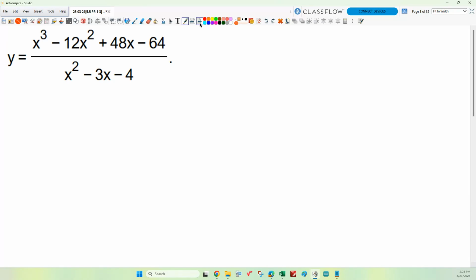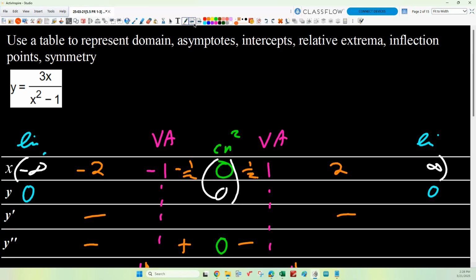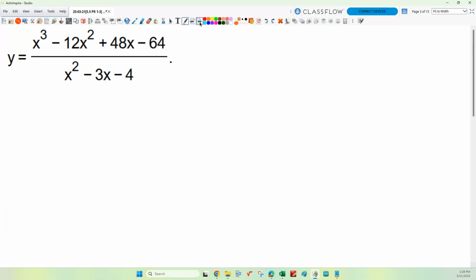I think we already talked about symmetry, didn't we? We said it was odd over even, so it's odd symmetry. Domain would just be everything except 1 and -1. Okay, what about this one? This is kind of a tricky one. So this is where we've got to start being really smart about these functions. That is a pretty ugly looking rational function.